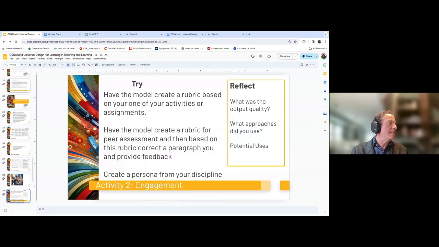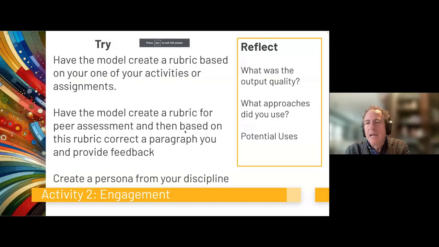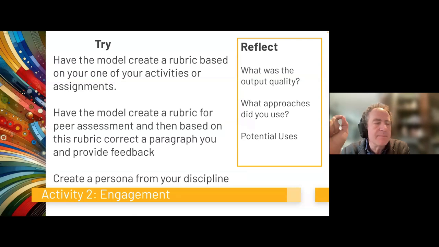We've talked about a couple of different multiple means of engagement. And what I would like you to do now is spend about, again, we'll just use 4 minutes. Have the model, I would recommend using MS Copilot if you can, create a rubric for you for an activity or an assignment. If you have time, have the model create a rubric for peer assessment and then correct a paragraph you put into it. That might take longer, so if you don't get to that, that's fine. And number three, create a persona from your discipline that students could use to go back and forth and have a dialogue. So I'll give everyone 4 minutes on this step. It'll take us right to 11. And then again, we'll share back with the group.